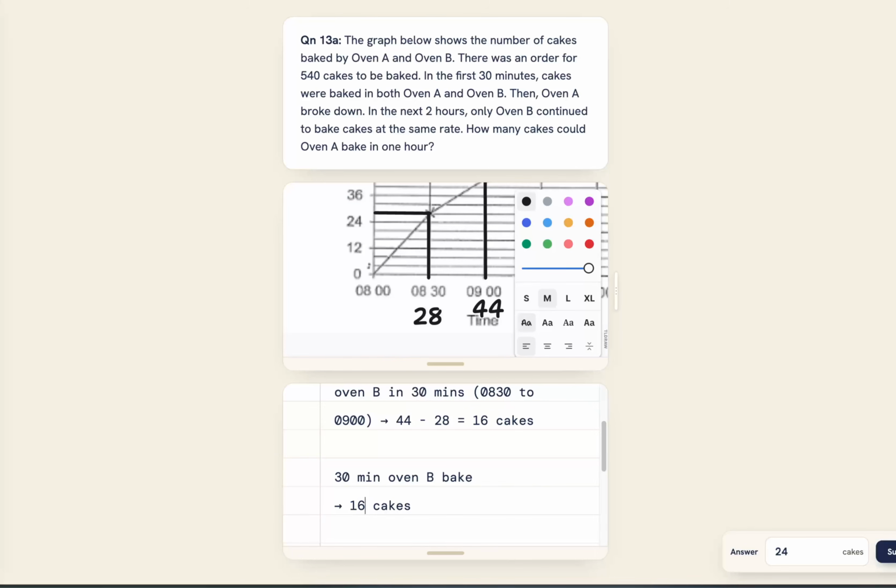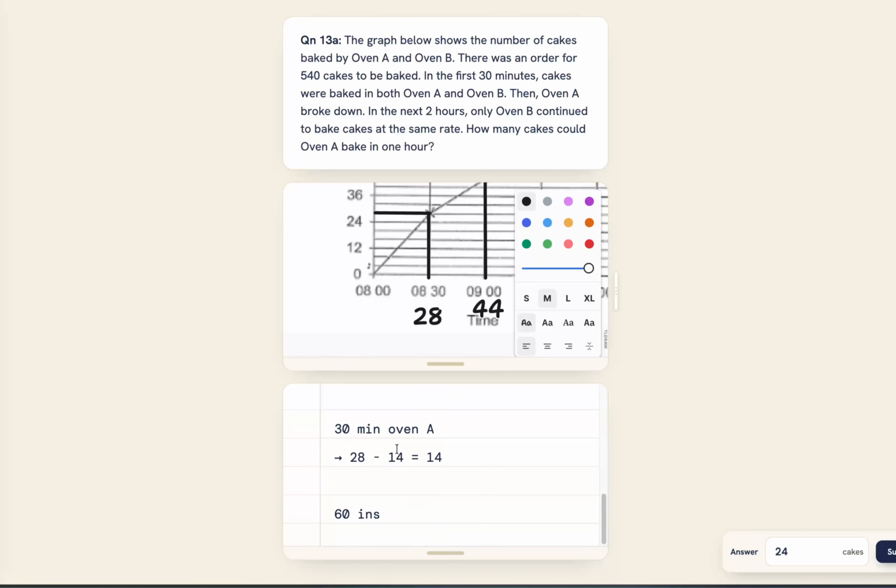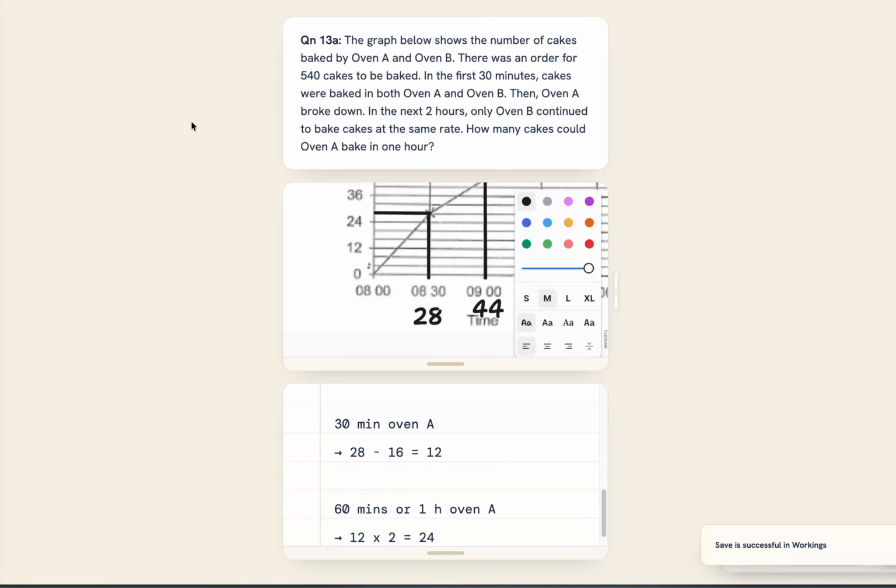So 30 minutes is 16. Okay, so 28 minus 16, this will be 12. So that means 60 minutes or 1 hour of oven A will then be equal to 12 times 2. This will give us 24. So therefore, oven A can bake 24 cakes in 1 hour.